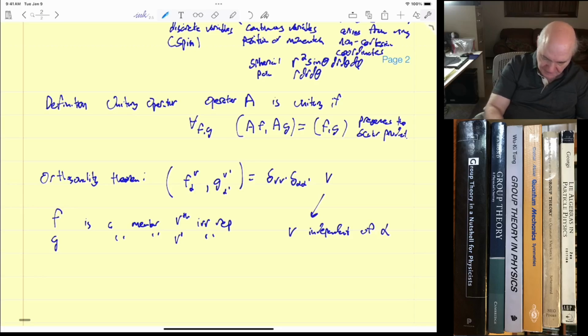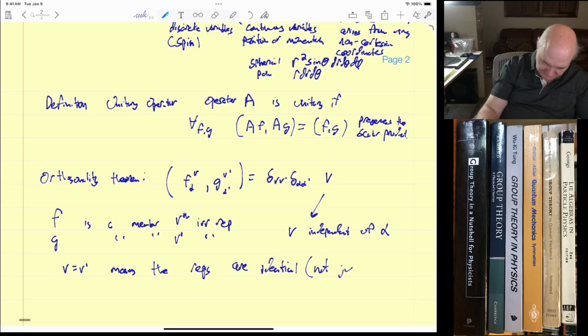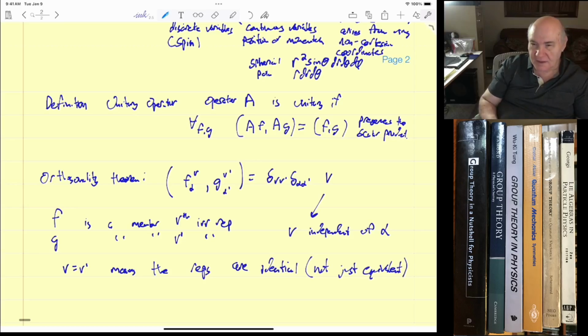and finally, nu equals nu prime means, this is an important point, I used to forget this point, the reps are identical, not just equivalent. So you could take two irreducible reps with different basis elements, they're equivalent. You might think nu and nu prime are the same, so we'll get this formula, but it won't work because they're using different basis elements, so we won't always get delta, the rows won't always be orthogonal, and we won't always get this V that's independent of the rows. We have to use identical reps.